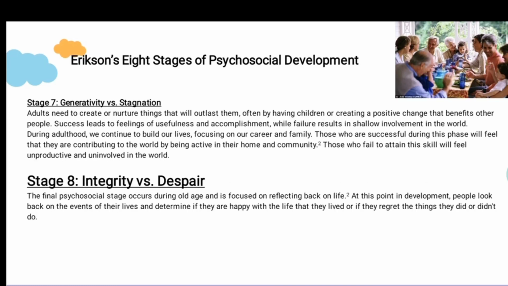Next, stage 7, which is generativity versus stagnation. Adults need to create or nurture things that will outlast them, often by having children or creating a positive change that benefits other people. Success leads to feelings of usefulness and accomplishment, while failure results in shallow involvement in the world.